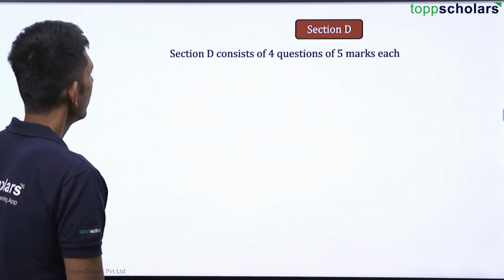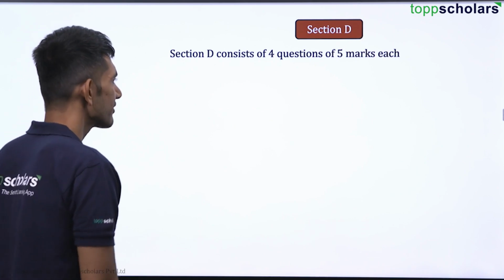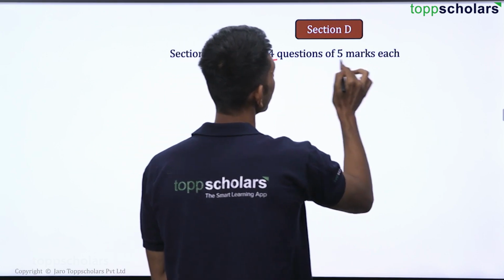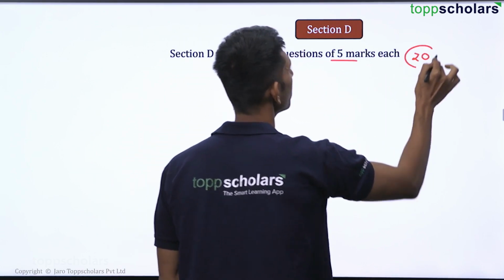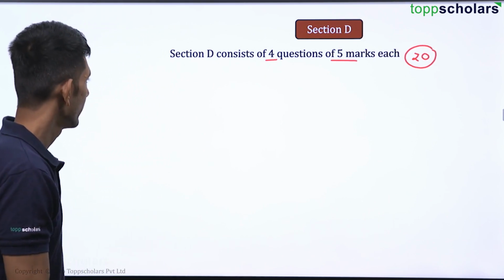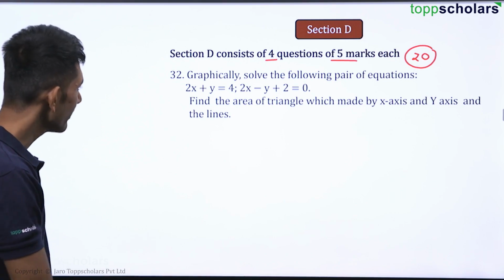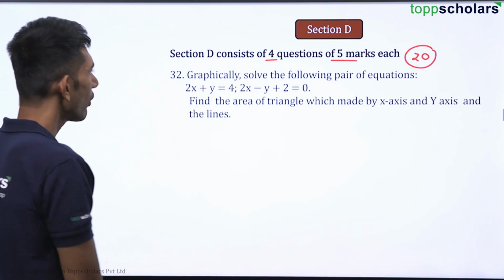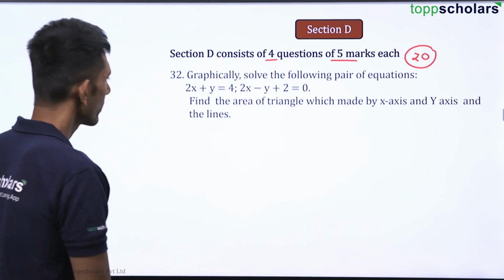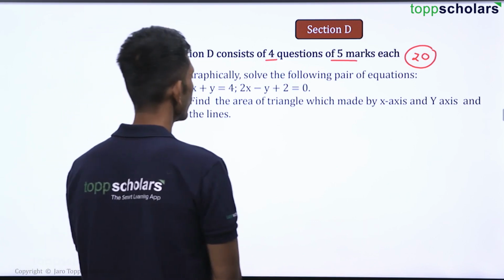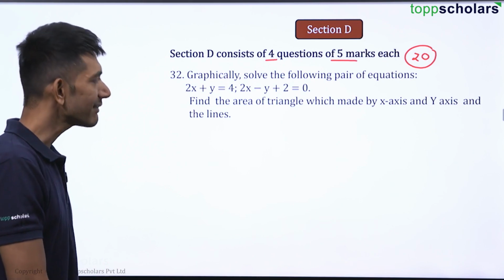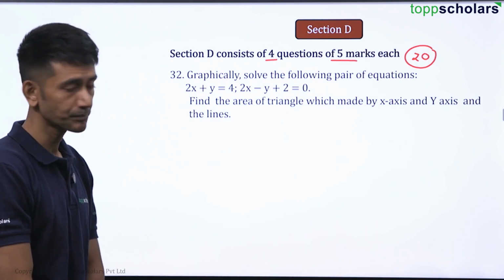Great. Now we are moving to section D. Now section D consists of 4 questions of 5 marks each. Very important. We'll have a maximum almost weightage of 20 marks, isn't it? 4 questions only, 5 marks each. Okay. So it says graphically solve the following pair of equations. So 2 equations are given. 2x plus y is equal to 4 and 2x minus y plus 2 is equal to 0. And then find the area of triangle made by x-axis and y-axis and the lines. Okay.